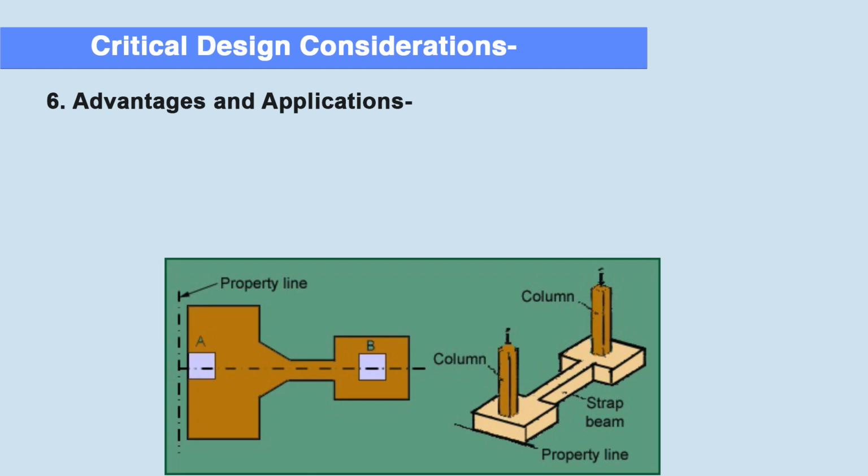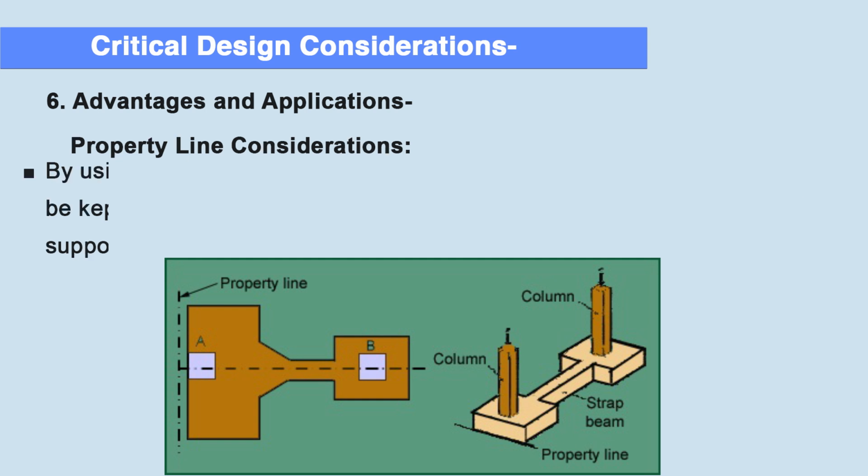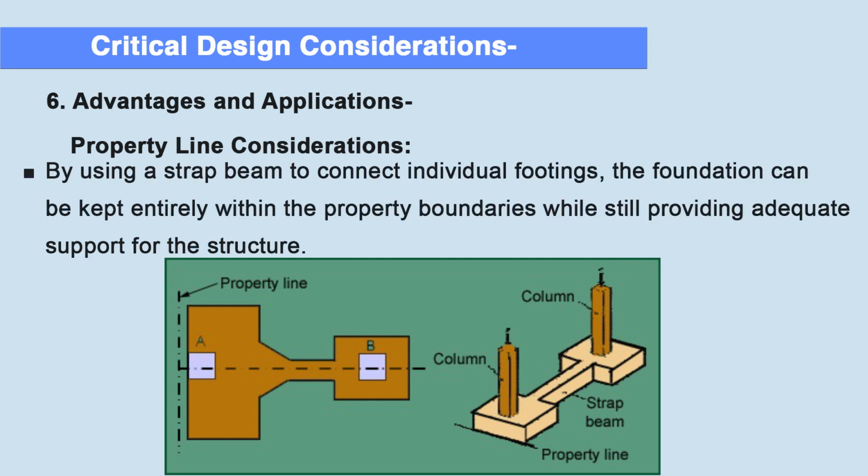Then the next is advantages and its application. Property line considerations. Strap footings are particularly advantageous in scenarios where property boundaries restrict the use of conventional footings. By using a strap beam to connect individual footings, the foundation can be kept entirely within the property boundaries while still providing adequate support for the structure.